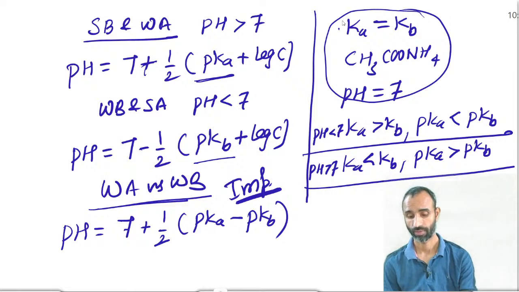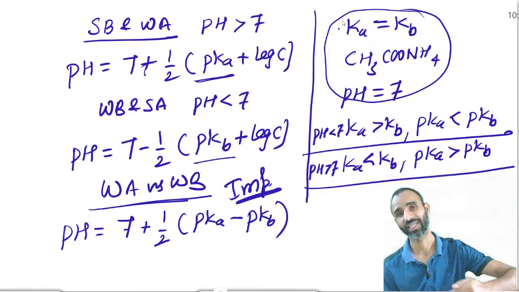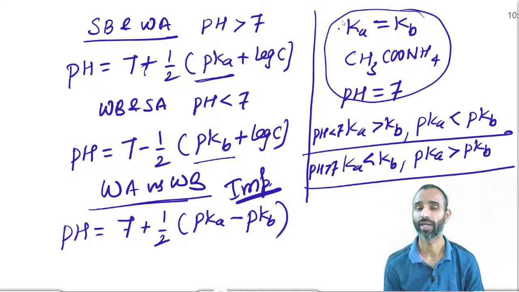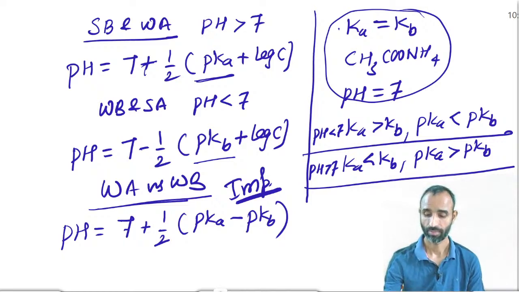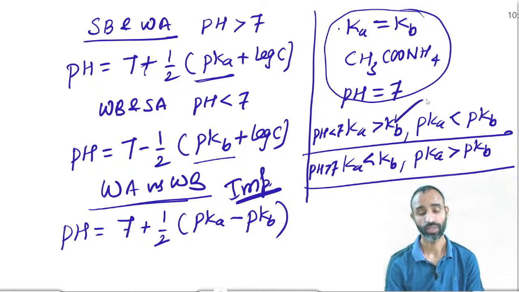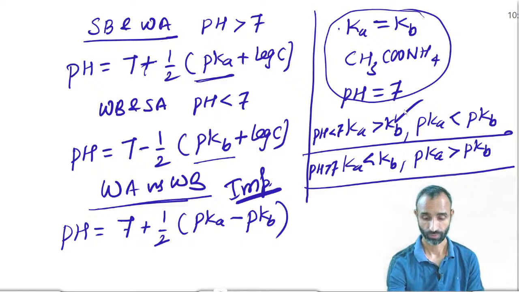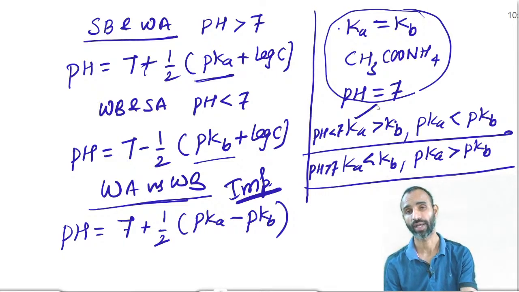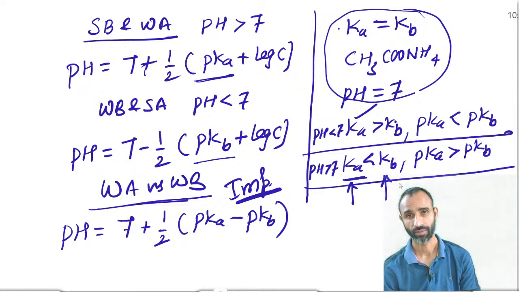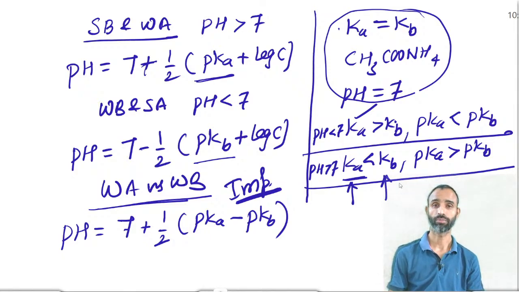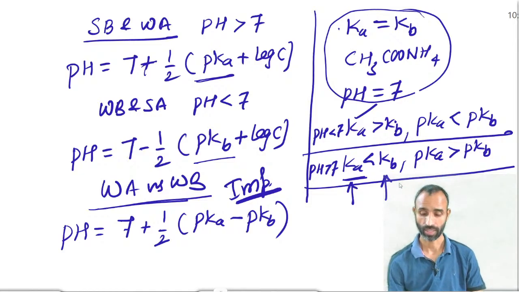It can be slightly less than 7 or slightly greater than 7, depending upon the strength or dissociation constants of acid and base. If the acid is strong, then pH is less than 7, because Ka greater than Kb means acid strength is more than base strength. If Ka is less, acid strength is less, meaning the base is dominating. Base will decide the nature. So it is basic, pH is greater than 7.